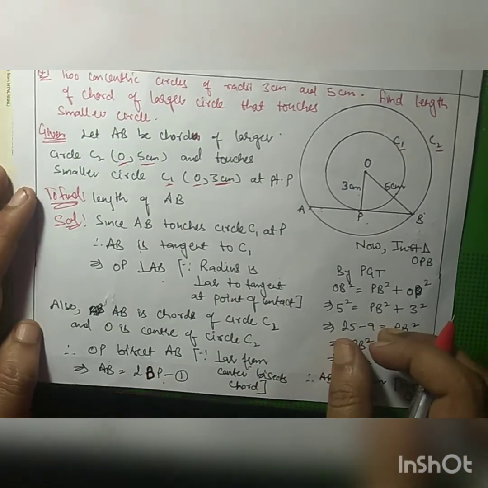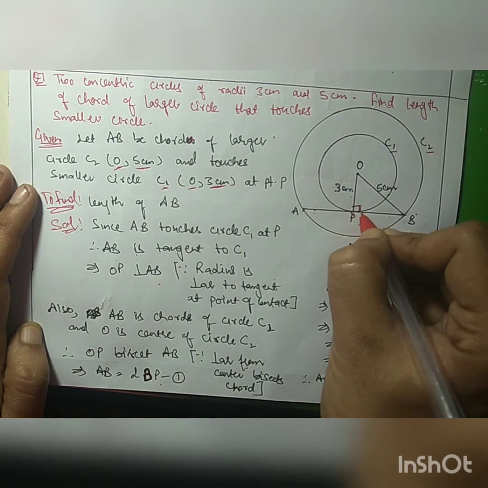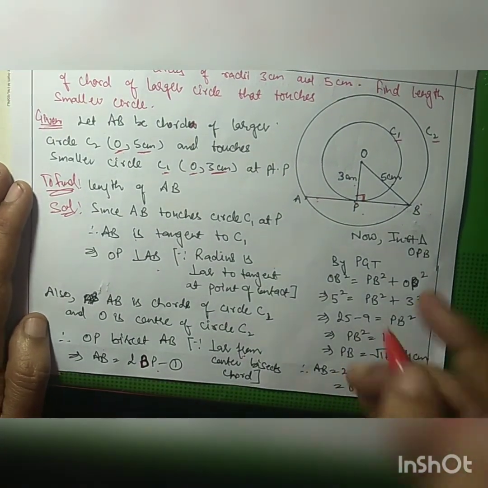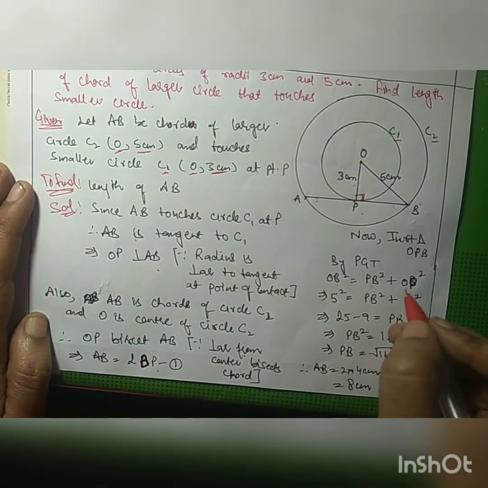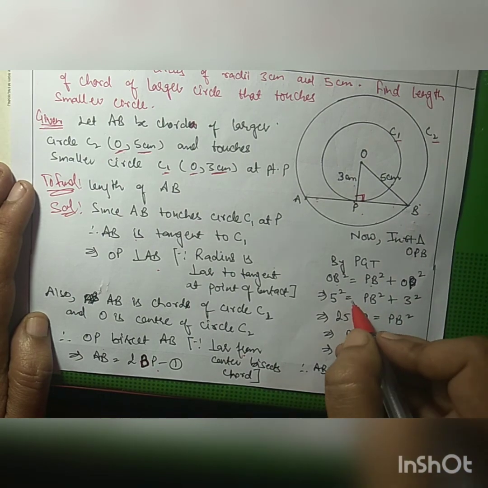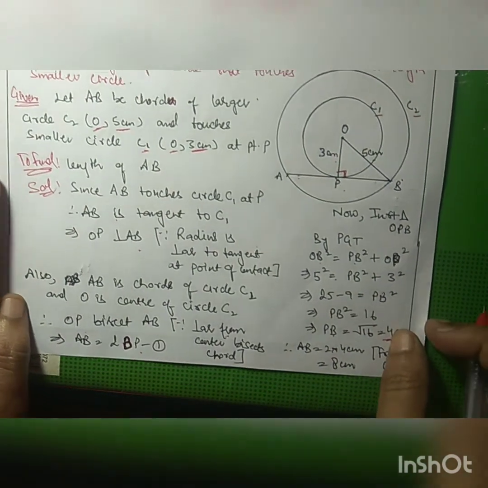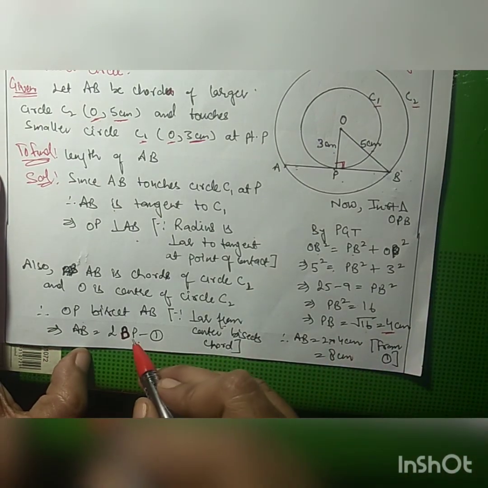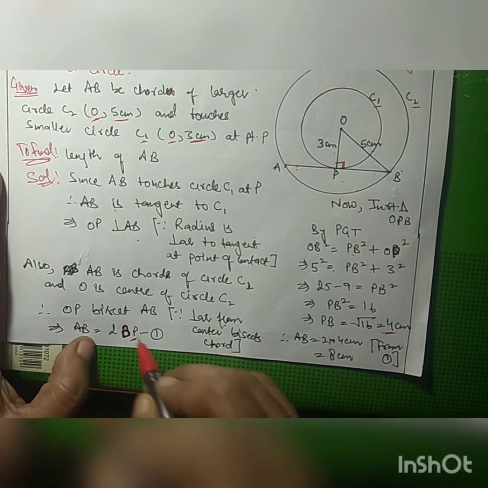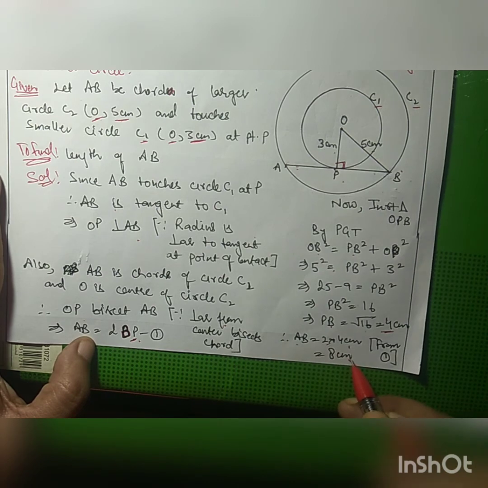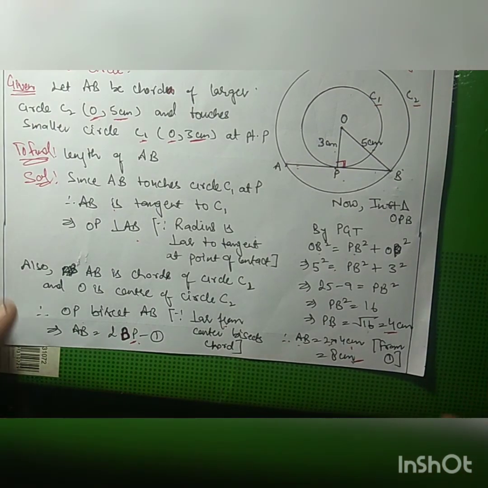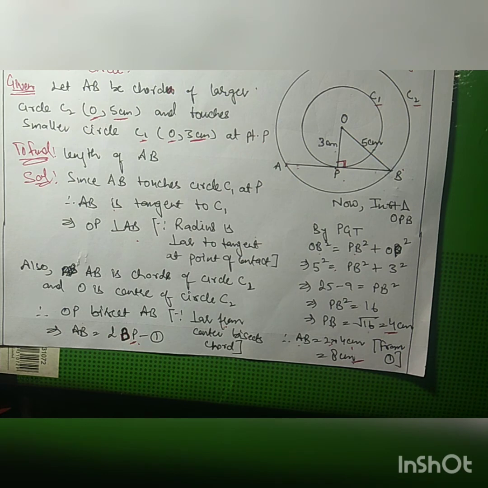Now in right triangle OPB, by Pythagoras theorem, what do we get? OB square is equal to PB square plus OP square. Substituting the values, we can find the value of PB as 4 centimeter. Now using the value of PB as 4 in equation first, AB is equal to 2 into 4, that is 8 centimeter. So this is question number 7 of exercise 10.2.